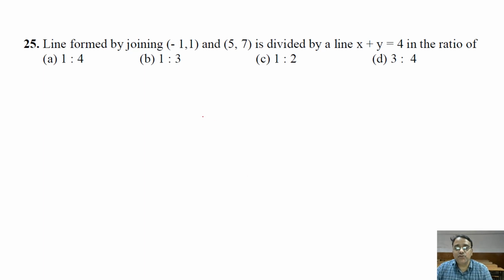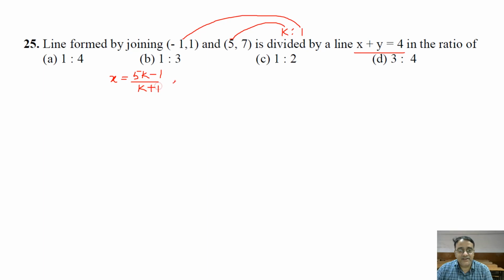Line formed by joining -1, 1 and 5, 7 is divided by this line in the ratio that we have to find. So ratio एक बार हम लोग लेते हैं. Let the ratio is k is to 1. So we will find first x coordinate. ध्यान से देखो, m1 x2 that is 5k, m2 x1 that is -1 upon k plus 1.